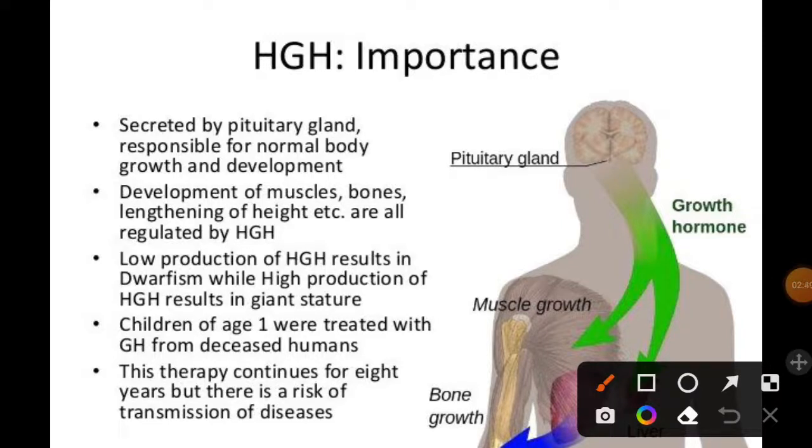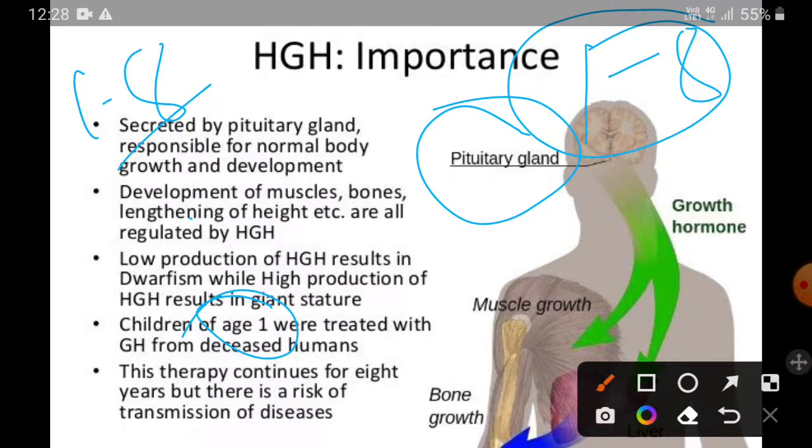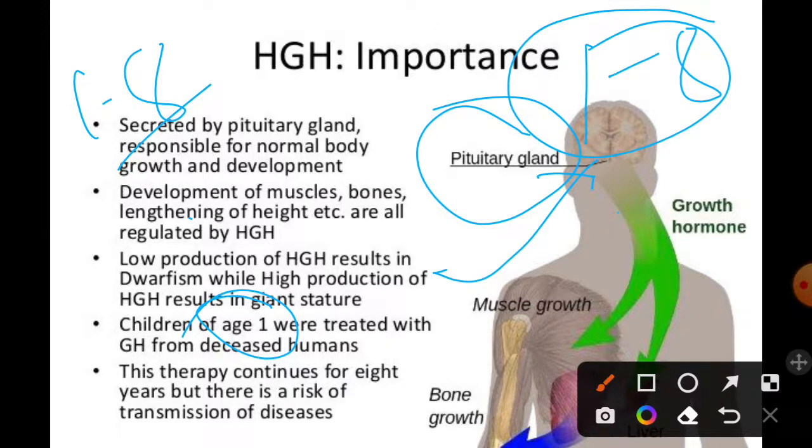So children whose pituitary gland does not secrete human growth hormone, or secretes it at a very low amount, were often treated with a treatment in which we simply break the skull of a diseased human, isolate the pituitary gland, isolate the human growth hormone from it, purify it, and inject it into those children. Especially children from age 1 up to age 8 are treated this way. The children have to take human growth hormone from a diseased human.